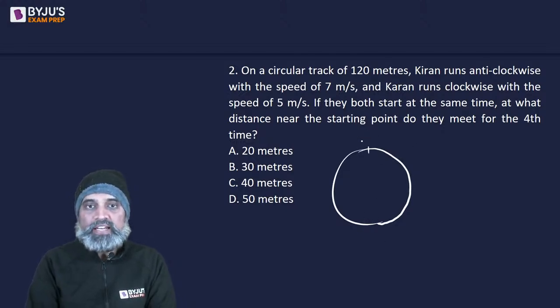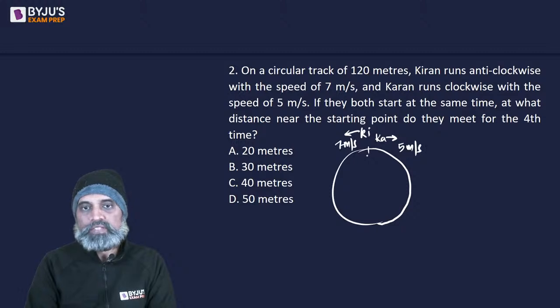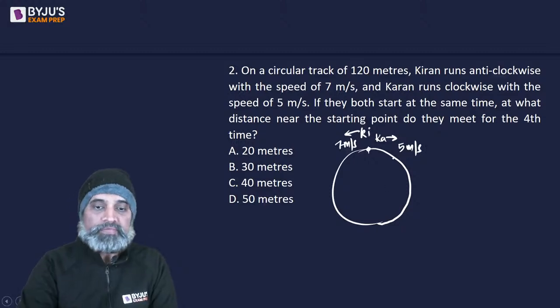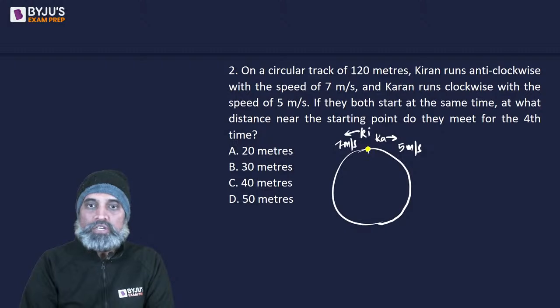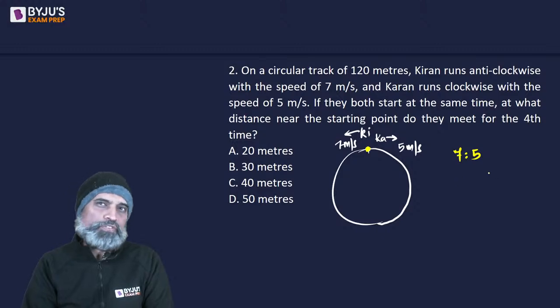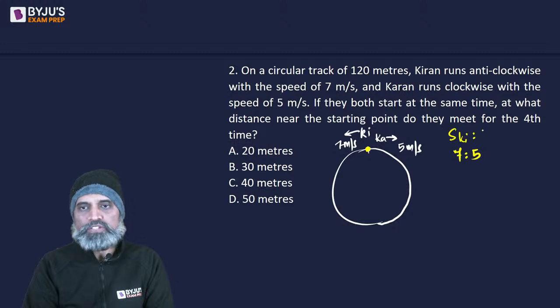and it is given that there are two people, Kiran, who runs anti-clockwise at the speed of 7 meter per second, and Karan, who runs clockwise at the speed of 5 meter per second. And this is where they begin. Okay, this is where they start. So you take the ratio of their speeds and simplify. Now 7:5 we can't simplify. So this is the ratio of speeds of Kiran and Karan.